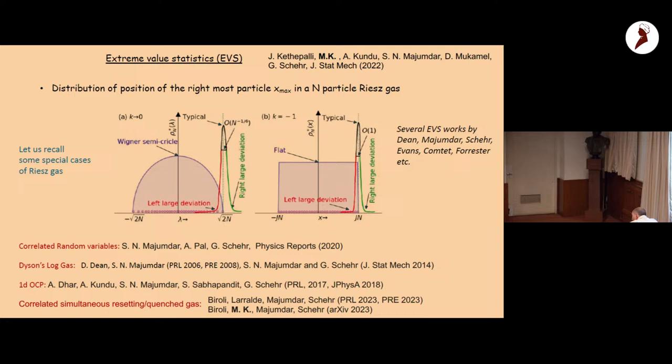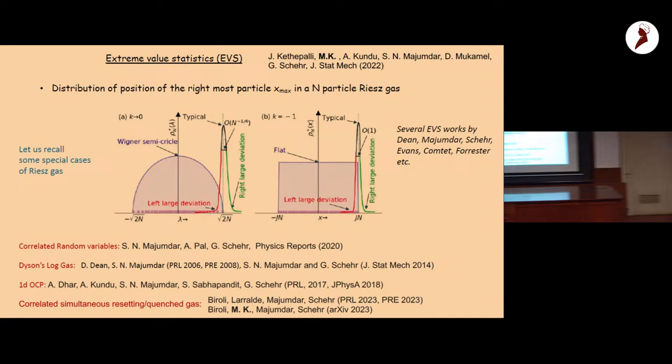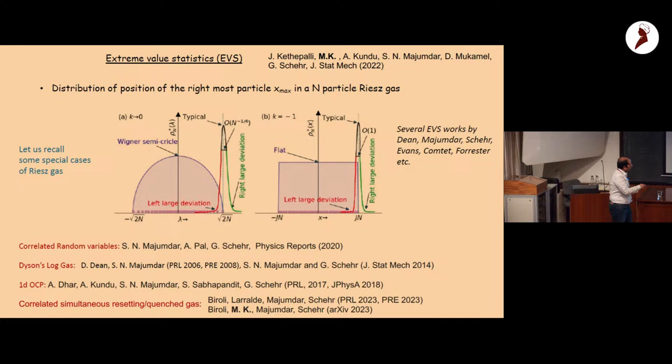let me just discuss some aspects of extreme value statistics. So now we are done with density profiles, and density profiles in the presence of a barrier. Now we'll discuss what happens to the position of the rightmost particle of this n-particle Riesz gas for arbitrary k. Let's recall some special values. These are very well studied: Dyson's log gas and the OCP. Typically what we are interested in is the fluctuations of this rightmost particle. Here the rightmost particle is at around root 2n, and then you have these typical fluctuations, and then you have the large deviations, the left large deviation function and the right large deviation function.